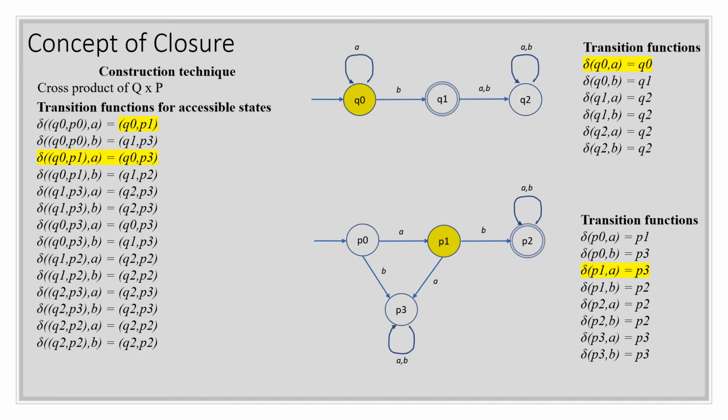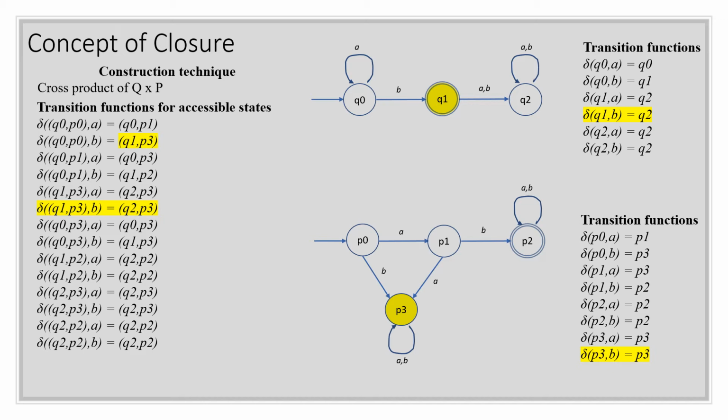Q0, P1 with an A, you're going to get to Q0, P3. Q0, P1 with a B, you're going to get to Q1, P2. Now the next state we're going to deal with is Q1, P3. Q1, P3 with an A, you'll get to Q2, P3. Q1, P3 with a B, you'll get to Q2, P3.